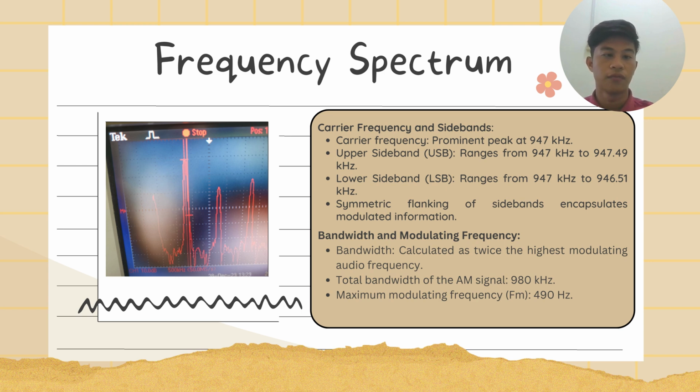Bandwidth and modulation frequency. Bandwidth is calculated as twice the highest modulating audio frequency. Total bandwidth of the AM signal is 980 kHz. The maximum modulation frequency, fm, is 490 Hz.